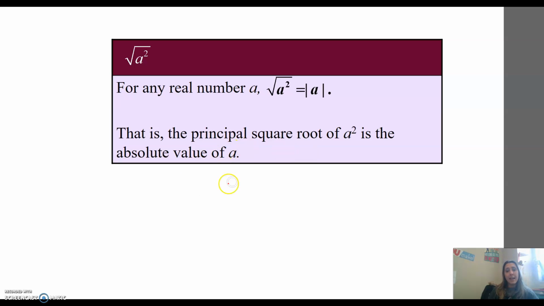Okay, now I do want you to put this in your notes. So this is saying for any real number, which we're only dealing with real numbers in this class, the square root of a squared is equal to the absolute value of a.